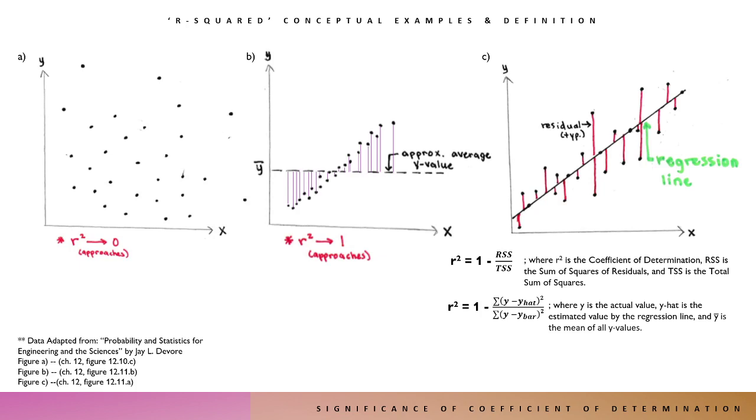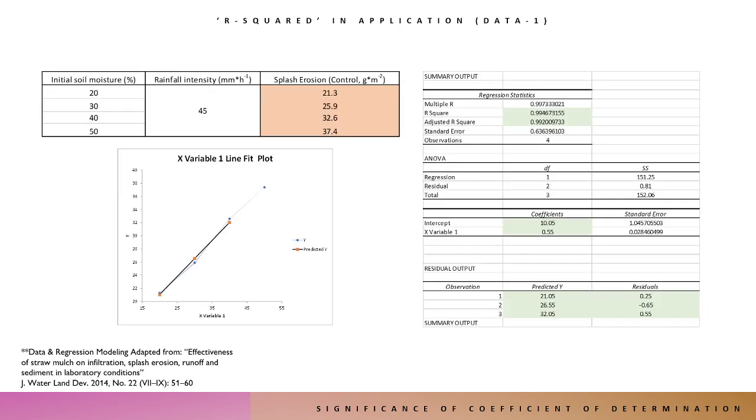In figure B, we see a diagram of the residuals related to the mean of y or y bar. This particular data's R squared seemingly approaches 1. In figure C, we see residuals plotted with respect to a linear regression line. The values estimated by the regression line are y hat. Both figures B and C relate to the lower equations. Let's look at an example.